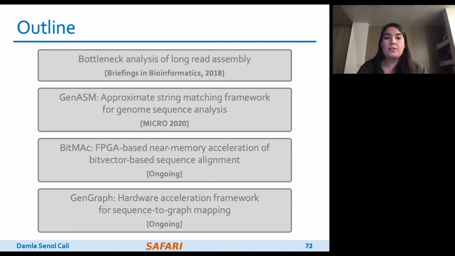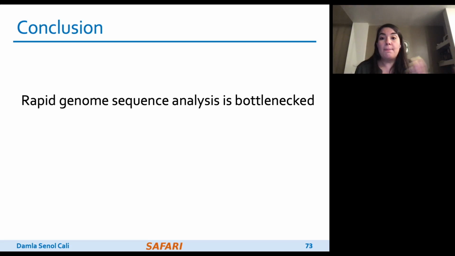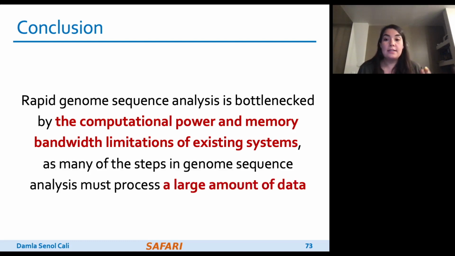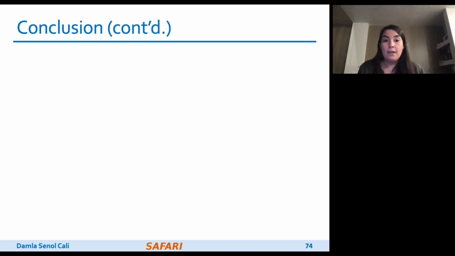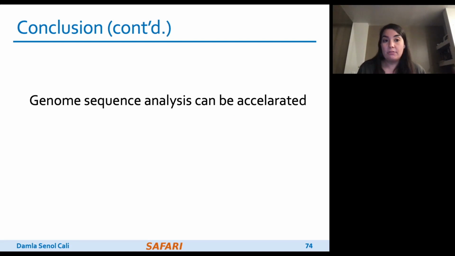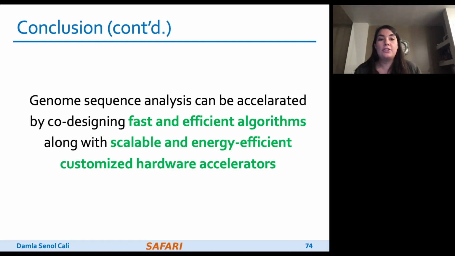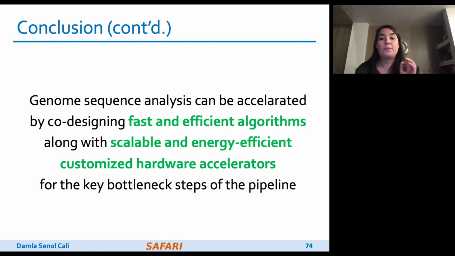So this covers the work that I want to present today. To conclude, we observe that rapid genome sequence analysis is bottlenecked by the computational power and memory bandwidth limitations of existing systems, since many of the steps of genome sequence analysis must process a large amount of data. We showed that genome sequence analysis can be accelerated by co-designing fast and efficient algorithms along with scalable and energy-efficient customized hardware accelerators for the key bottleneck steps of the pipeline.